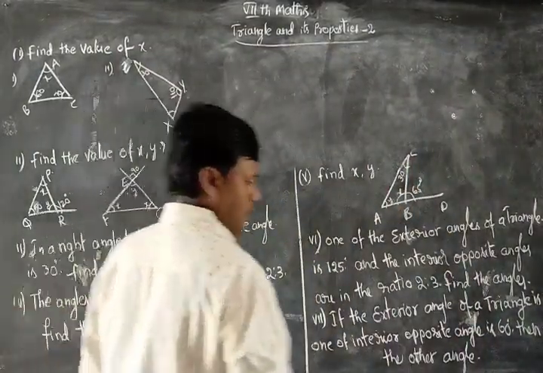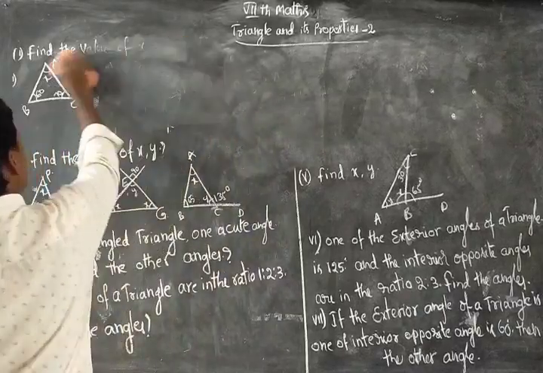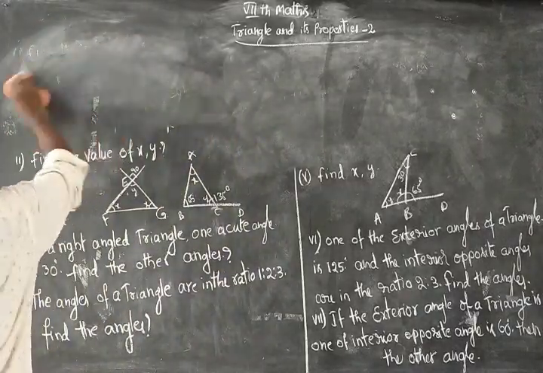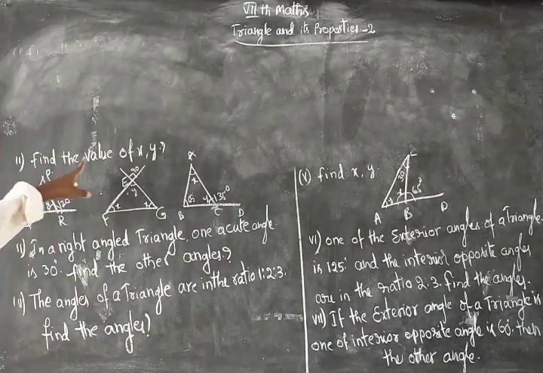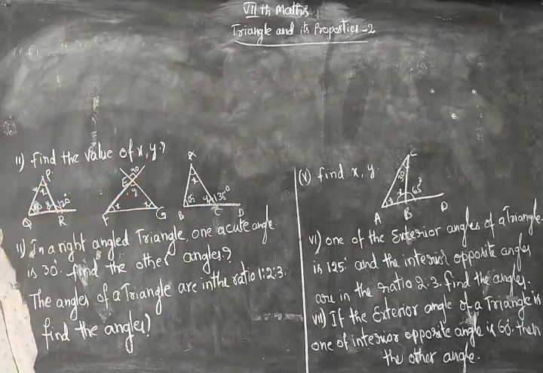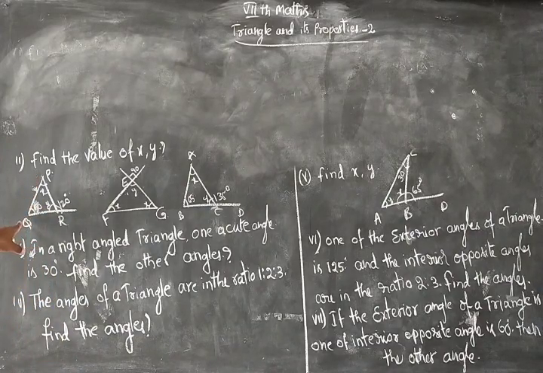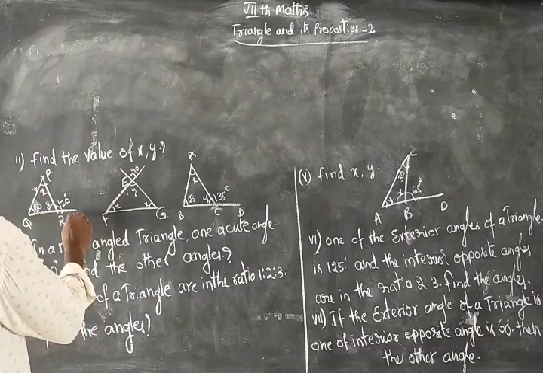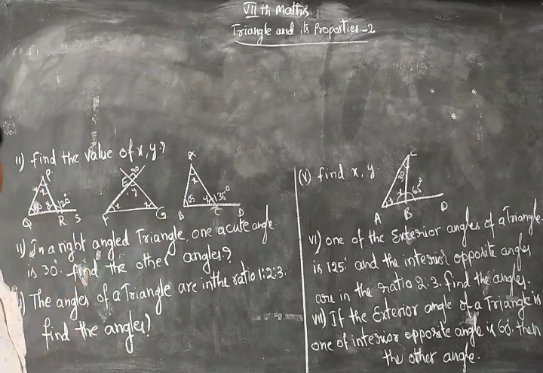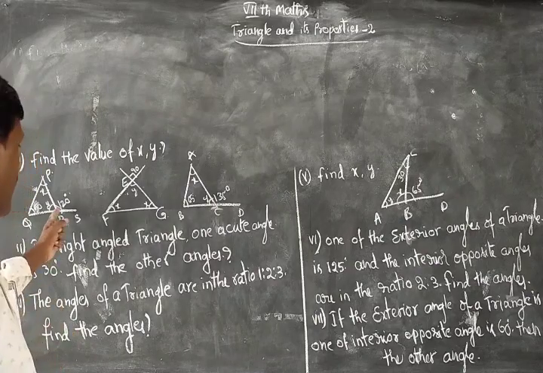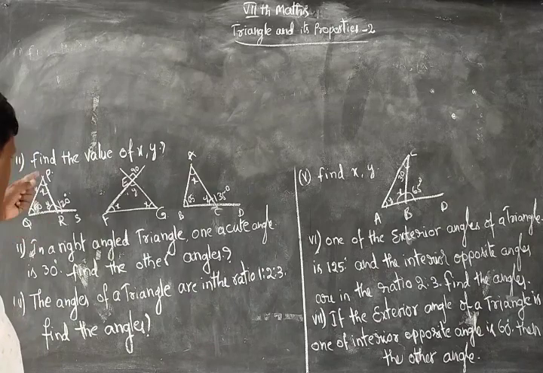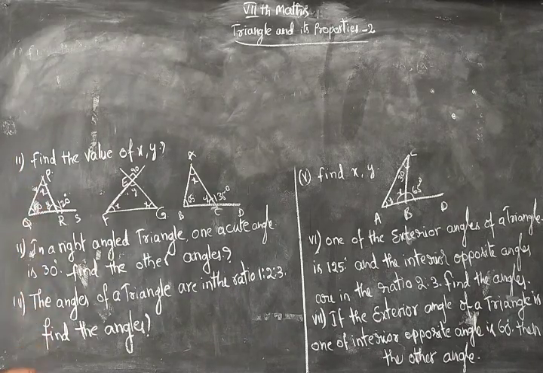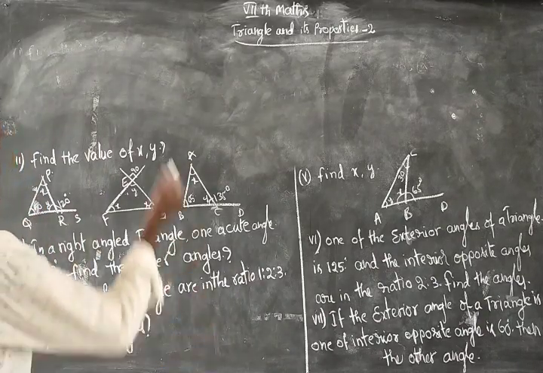Next, I'm going to clean this. So next one, we have to find the value of x and y. It was given a triangle PQR and angle PRS. Angle PRS is an exterior angle, which means 120 degrees is equal to the exterior angle. So in this triangle we have to find x and y values. We try to find that.